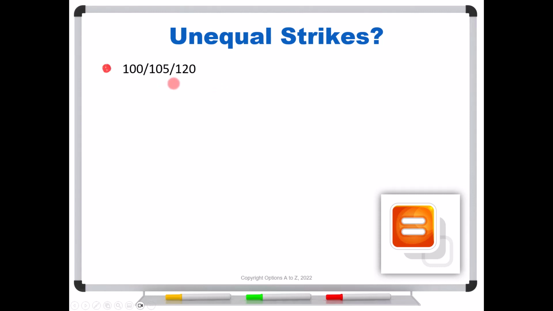So let's go back to the same broken wing butterfly. One thing that we're going to do is find out the distance between the second and third strikes. So 120 minus 105 is 15. Now the difference in the entire spread, 120 and 100, is 20. So if we take 15 divided by 20, that gives us 75%. So what we're saying is that of the total distance between 100 and 120, 75% of that difference lies out here in these two strikes between the center and the right wing.